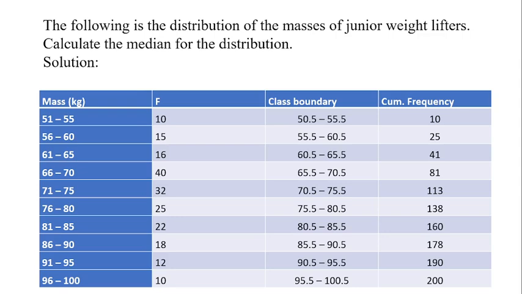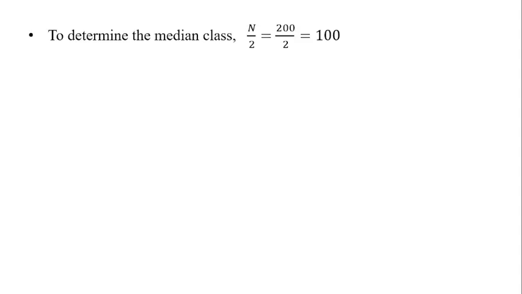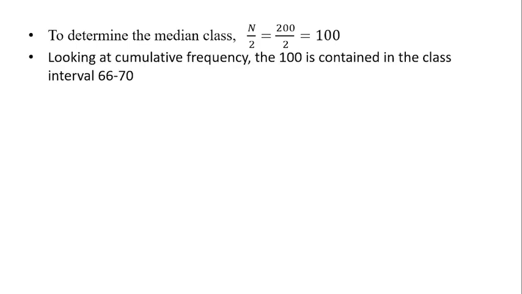So we now go to the formula and begin to pick those values. First of all, how do we know the median class? To know the median class, you do the total frequency divided by 2. The total frequency is 200. So if you divide 200 by 2, you get 100. And if you look at the cumulative frequency, 100 is contained in a class interval. Let me go back to the table.